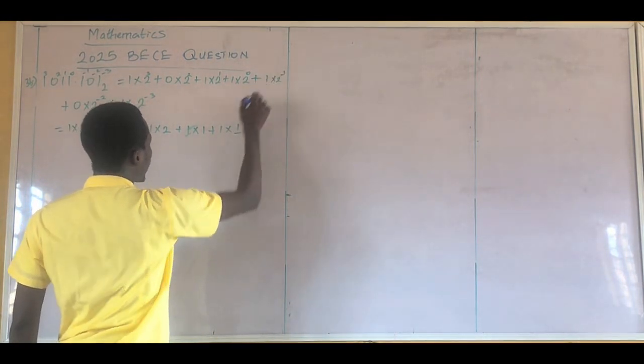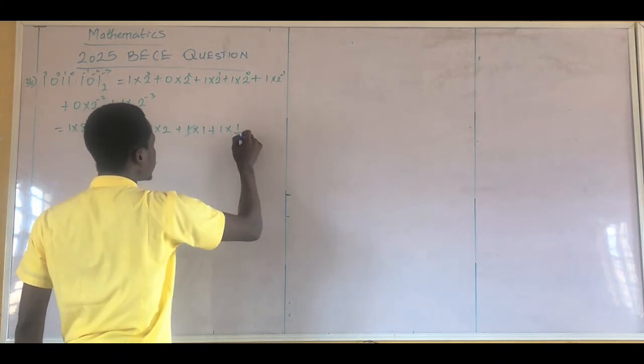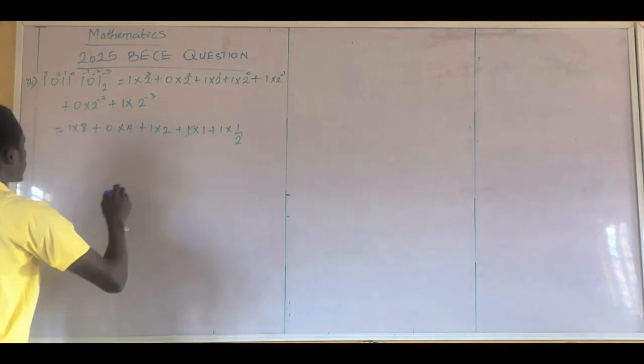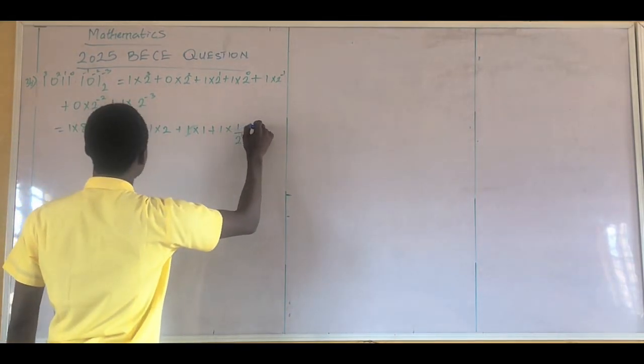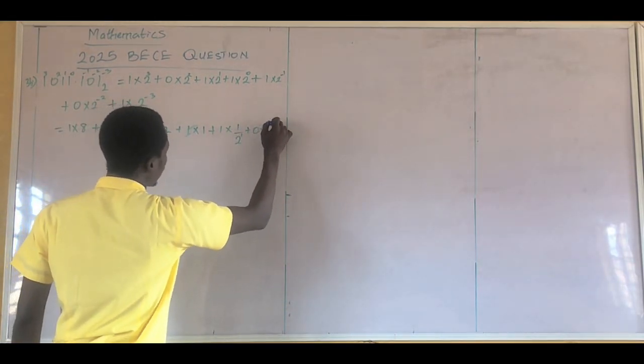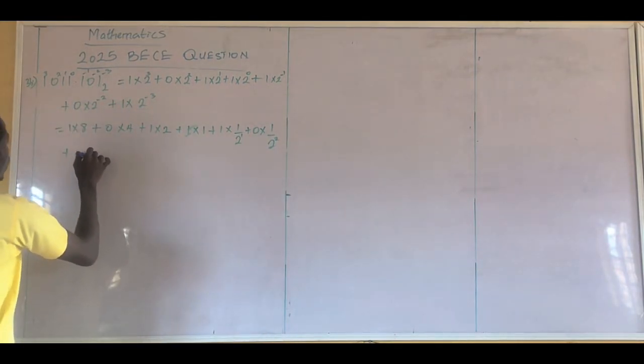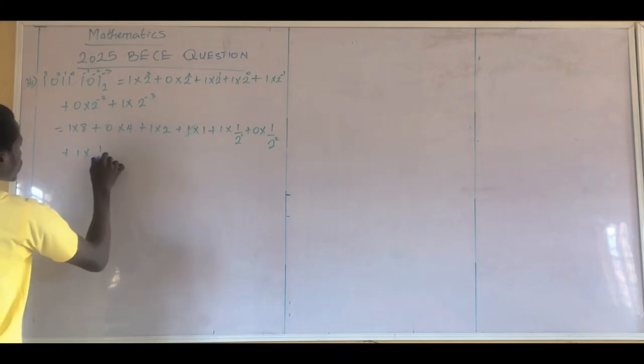1 over the base, then the power. 1 over 2 raised to the power 1. Take notes. You can always do your study on that. Plus 0 times 1 over 2 raised to the power 2. Plus 1 times 1 over 2 raised to the power 3.